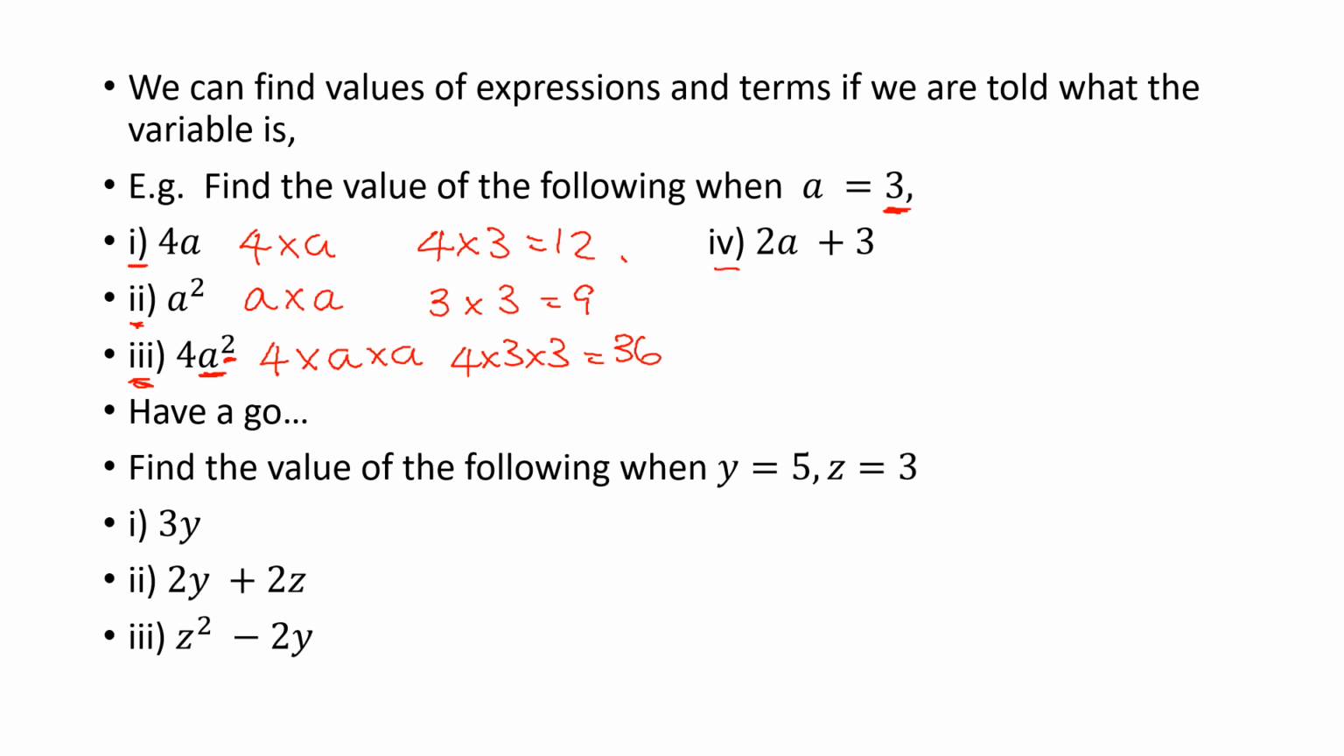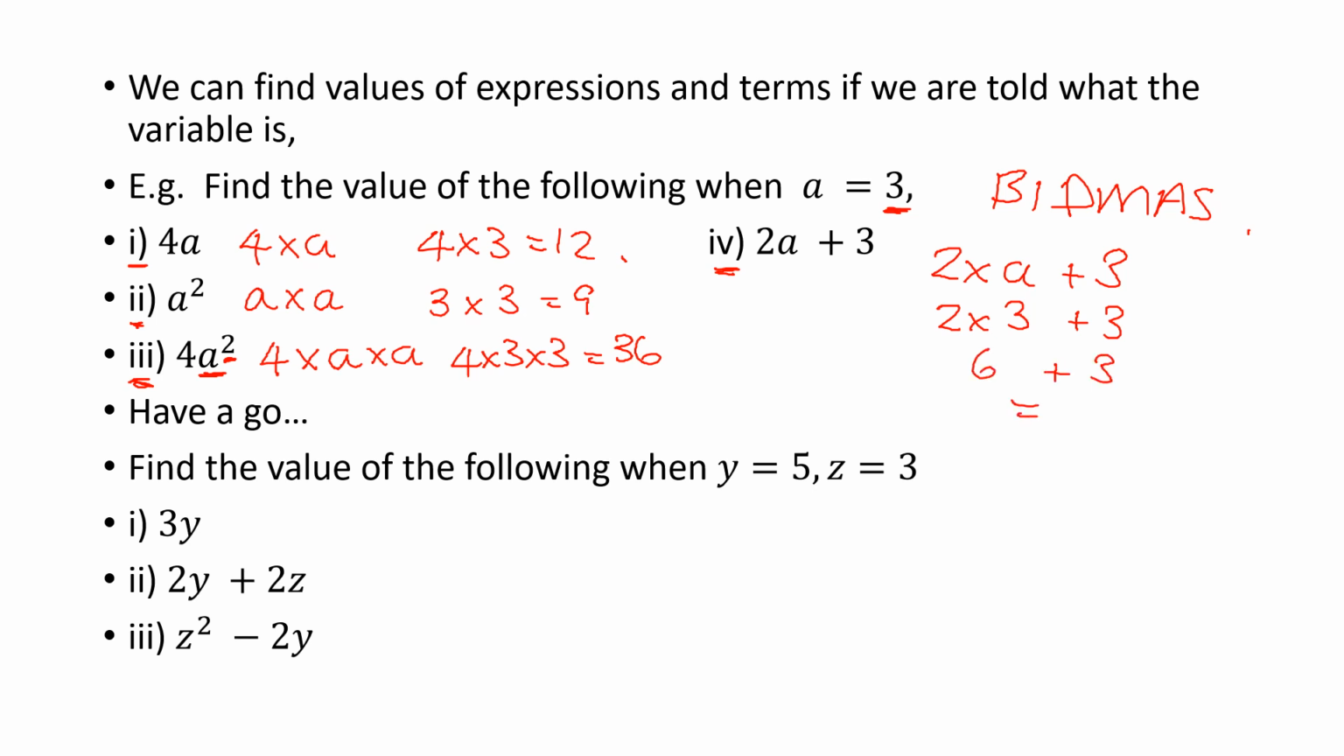And looking at question 4 finally, 2a plus 3. So here we have to be aware of our order of operations, BIDMAS. So we've got 2 lots of a, 2 times a plus 3. Now our order of operations tells us that we need to do the multiplication before the addition. So we have 2 times 3 plus 3. 2 times 3 is 6 plus 3 is equal to 9.